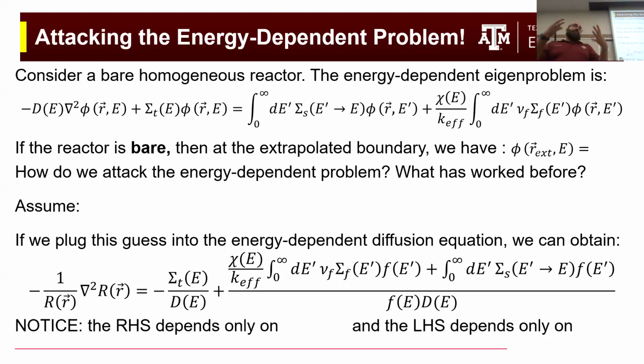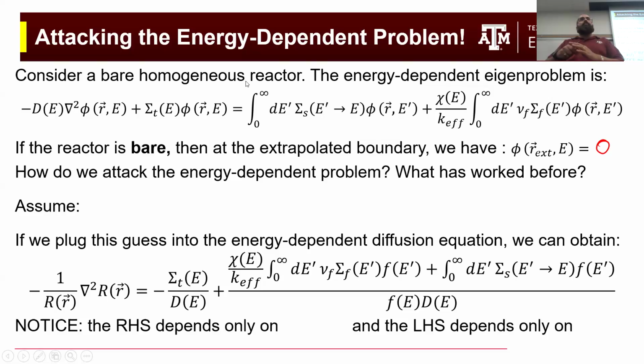Yeah, it doesn't have anything surrounding it, so there's no reflector, and that means we can basically say it's surrounded by vacuum. If it's surrounded by vacuum, then the flux at the extrapolated boundary of our reactor, considering neutrons of any energy, should be zero. If it's a bare reactor surrounded by vacuum, the flux at the extrapolated boundary would be zero. That's what it means if it's bare: surrounded by vacuum or surrounded by nothing.